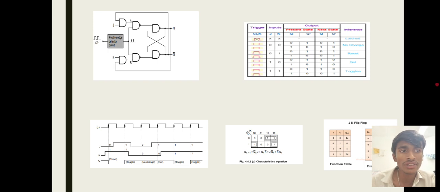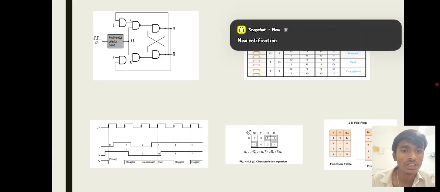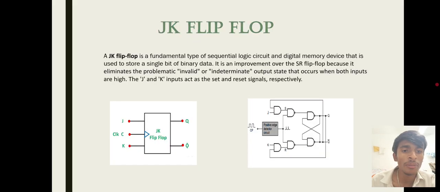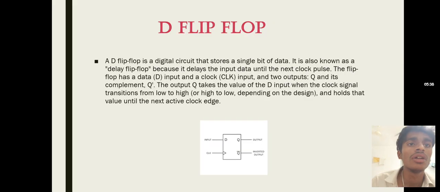The master-slave JK flip-flop configuration uses two flip-flops to prevent race-around conditions and produce stable output by triggering on opposite clock levels. The flip-flop is edge-triggered, meaning it changes state only at a clock transition, which helps synchronize digital circuits. Now I will tell you about the third flip-flop, named the D flip-flop.